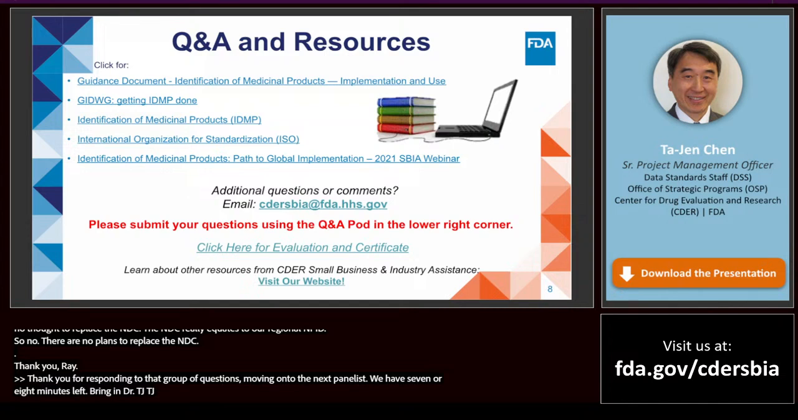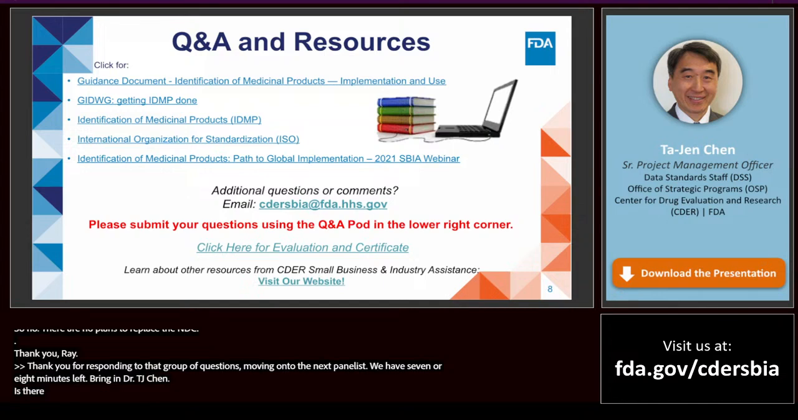Is there any discussion about the use of IDMP levels and 3D barcoding serialization, and will that change 3D barcoding parameters?